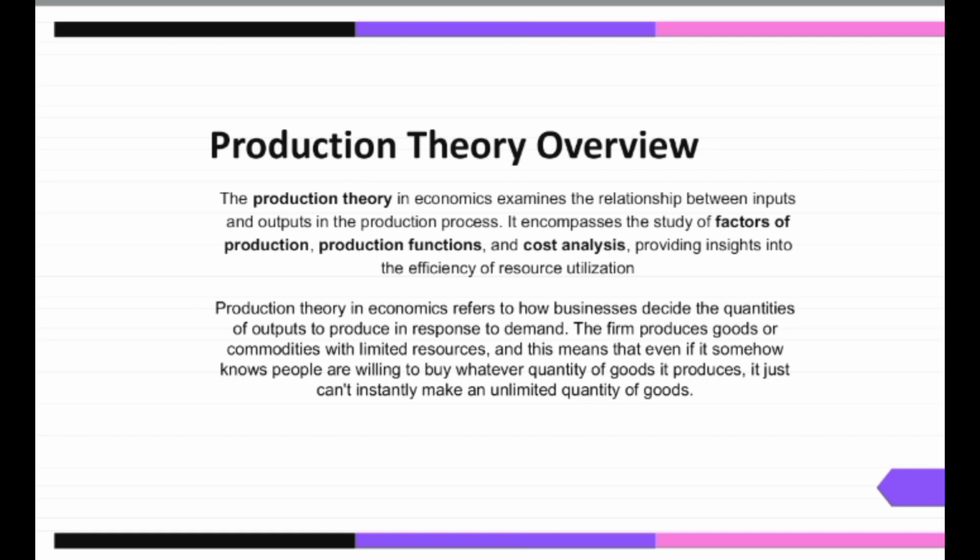So production theory in economics refers to how a business decides the quantities of output to be produced in response to demand. So the demand is analyzed in the economy or in the market. Then according to that demand, the output is produced.